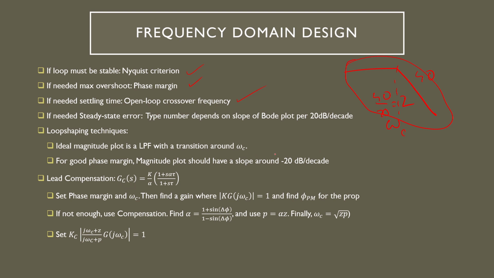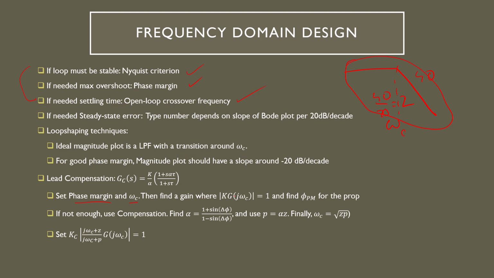Okay, so far so good. So moving on, we can figure out how do we design a lead compensator. This is a quick lead compensator. Instead of rewriting this in terms of P and Z, I just put it in terms of alpha and tau. I'll explain why in a second. So first off, we set the phase margin that we need and omega c based on the criterion that we have over here.